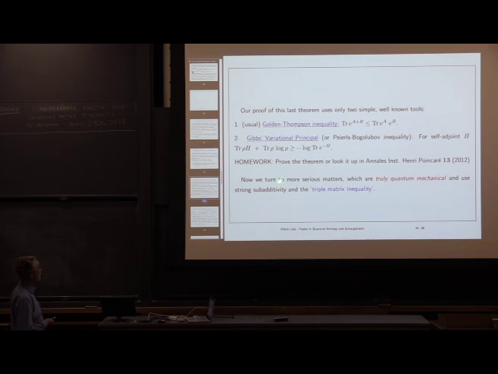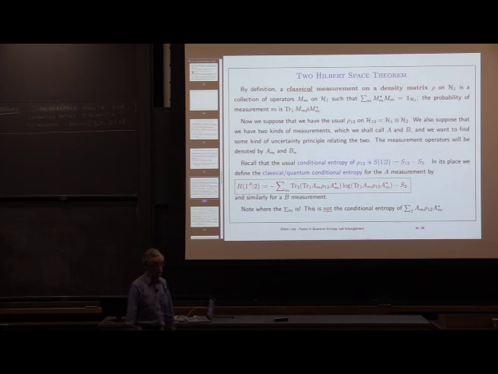Okay. Now we come to more serious matters, which are truly quantum mechanical. See, up to now it hasn't been truly quantum mechanical, because what I've done is I've taken a density matrix, taken its expectation values in a certain basis, and then just played classical statistical mechanics with it, but now I want to get into entanglement. So we're going to need this triple matrix inequality, which I keep emphasizing.